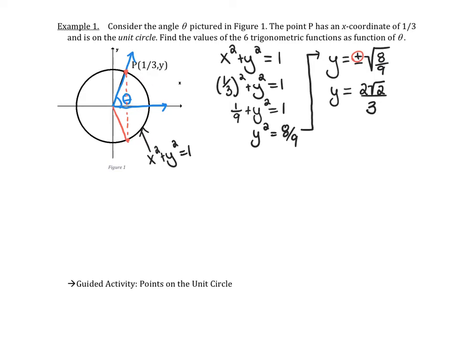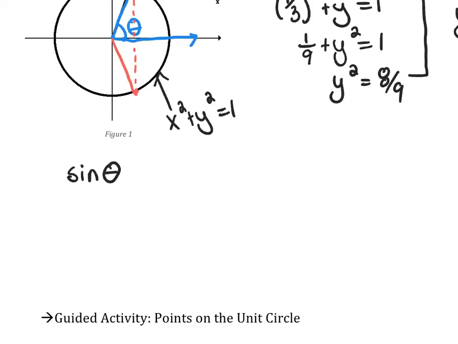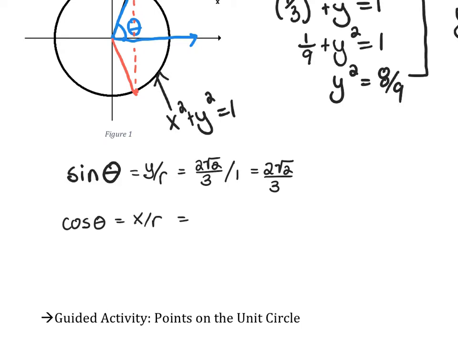Now we can go and write our 6 trigonometric ratios. So we'll start with sine of theta. The sine is the y value divided by the radius, and the y value is 2 square root of 2 over 3, and my radius is 1, so my answer is just 2 square root of 2 over 3. The cosine is the x divided by the radius. Now the x was given as 1/3. The radius is 1 because it's the unit circle, so I just get 1/3. Notice that I'm keeping all of my values exact.